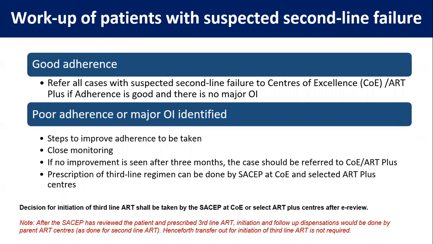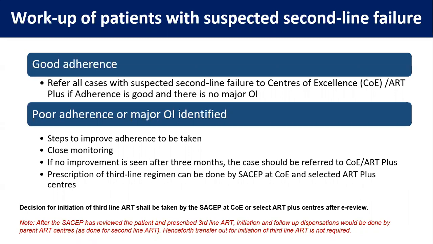And workup for patient with suspected second line failure: good adherence is the backbone of all of this. Refer all cases with suspected second line failure to Center of Excellence or ART Plus if adherence is good, that is more than 95% in each of the preceding 3 months, and there is no major OI. If poor adherence or major OI is identified, steps to improve adherence are to be undertaken and close monitoring to be done. If no improvement is seen after 3 months, the case should be referred to COE or ART Plus.